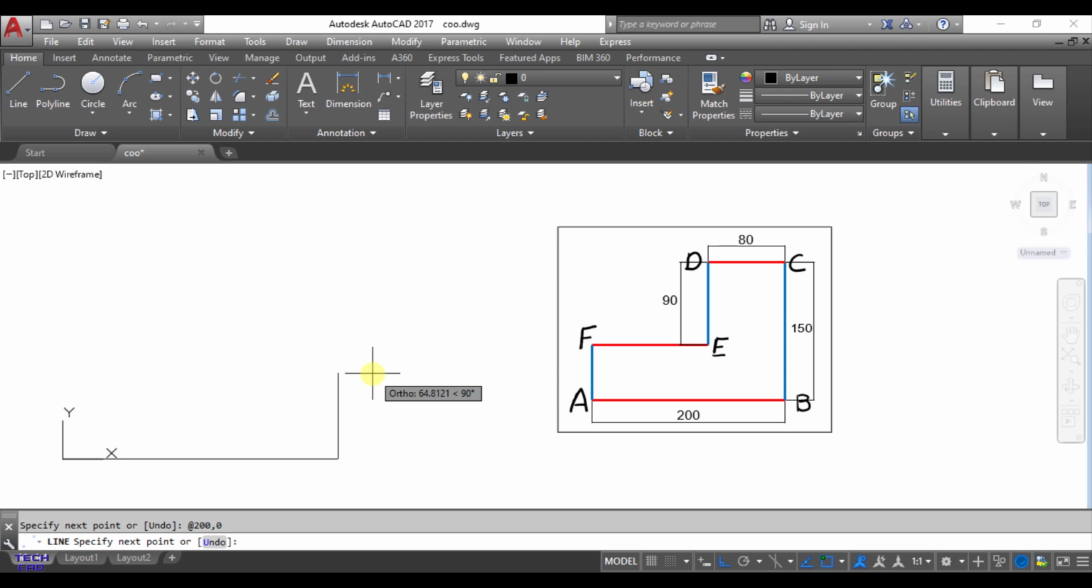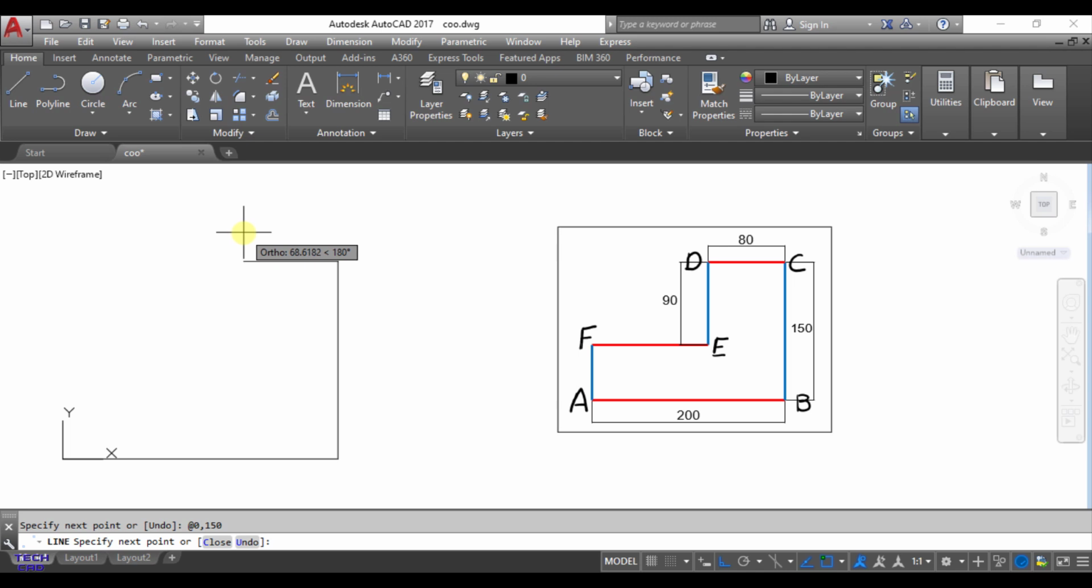Now you will understand when I enter the coordinates of C. Just write at the rate. When you use at the rate, your B point becomes the origin for point C. Now the coordinates of C are, there is no movement in the X direction because B is the origin now. So 0, comma, and what could be the movement in Y? That is 150. Just enter. Now you can see your BC line has been made.